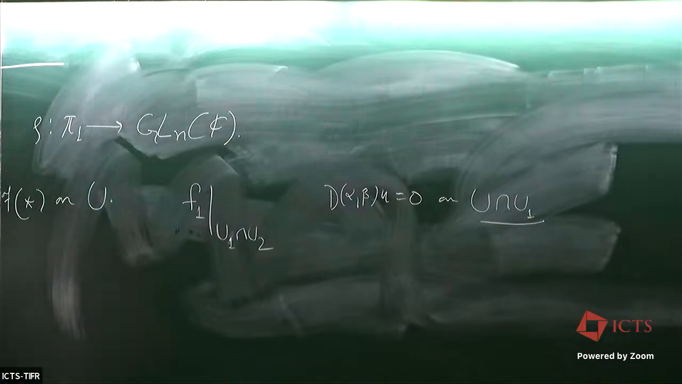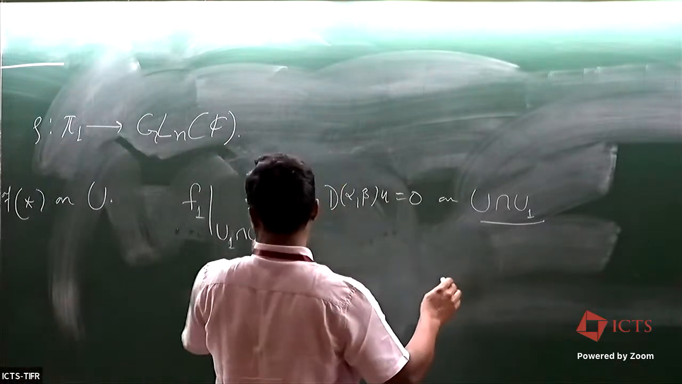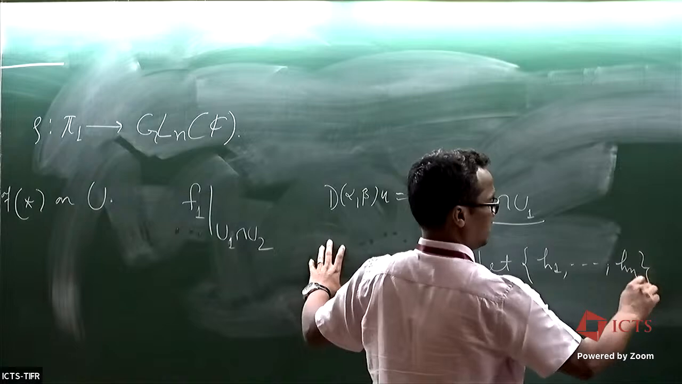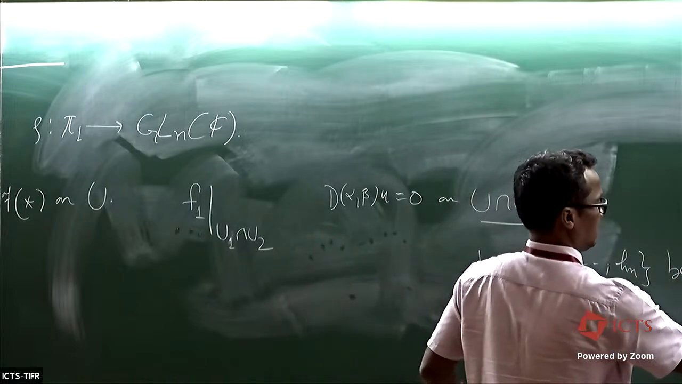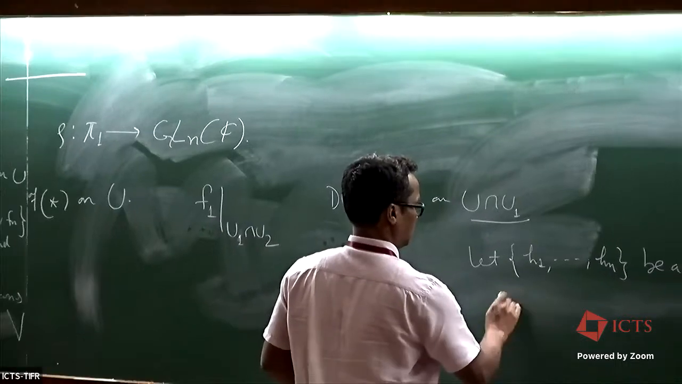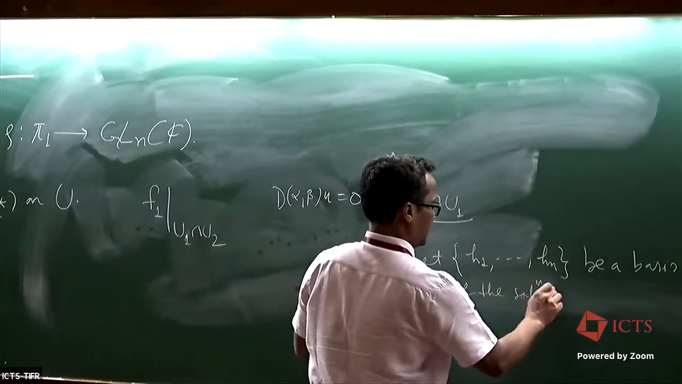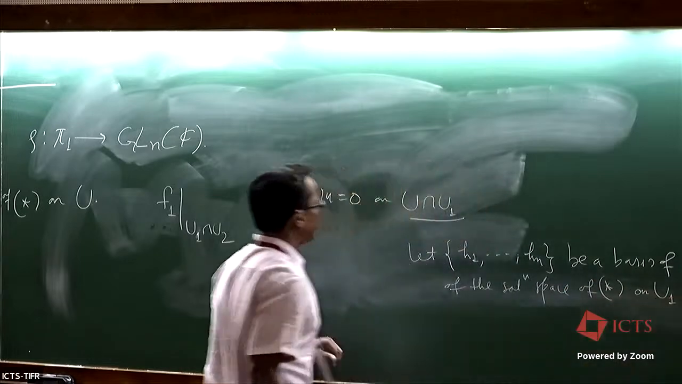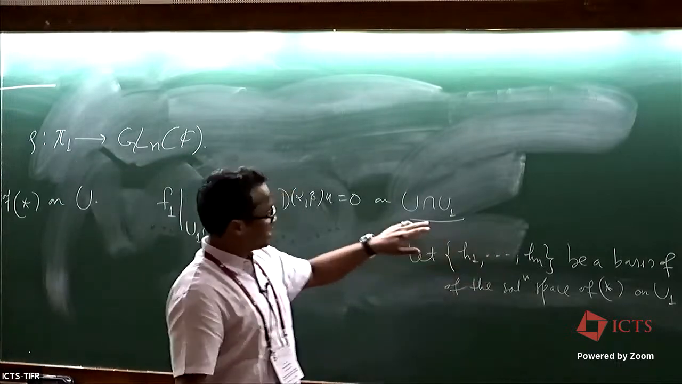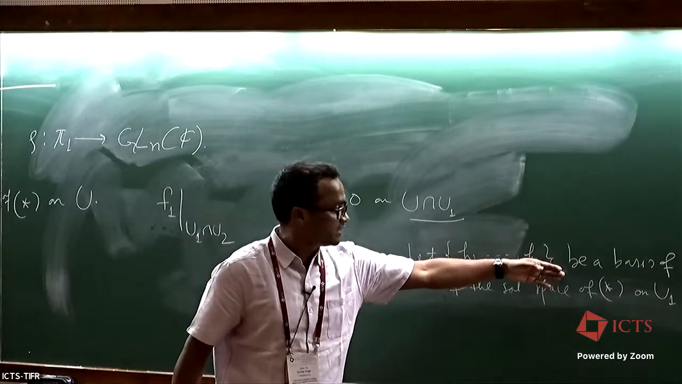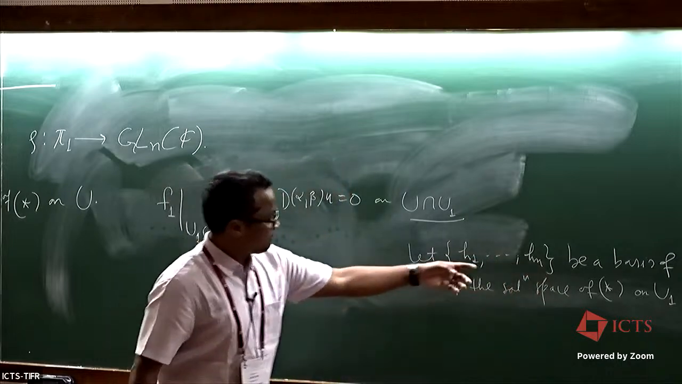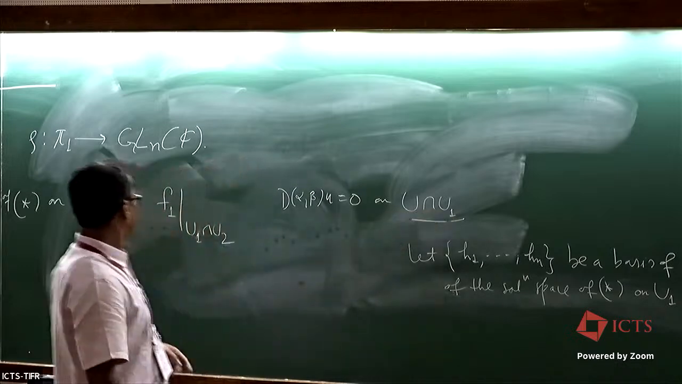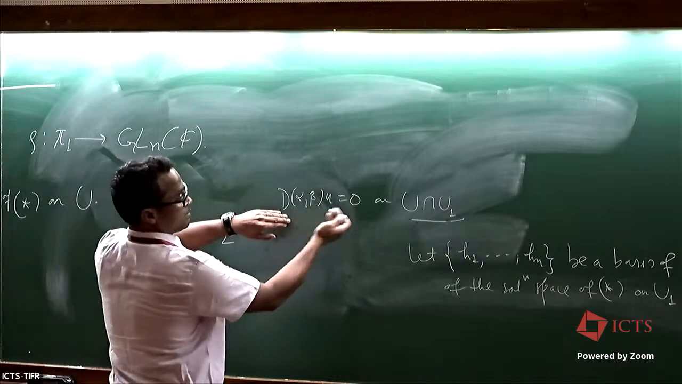Let h1, h2, ..., hn be a basis of the solution space of (*) on U1. Then if I restrict h1 to hn on this intersection, again I get n linearly independent analytic functions. So the restrictions of h1 to hn on U intersection U1 will form a basis for the solution space of this equation on the intersection.